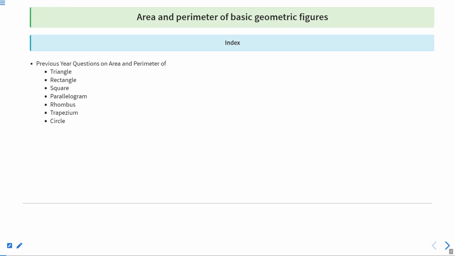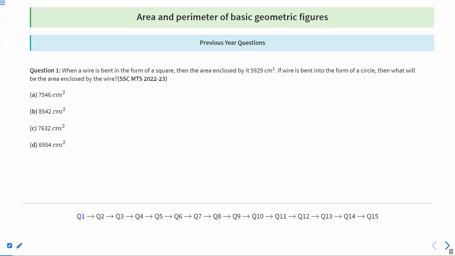Today we are going to solve previous year questions, and this is part 1. In today's lecture, we are going to solve previous year questions on the area and perimeter of triangle, rectangle, square, parallelogram, rhombus, trapezium, circle, and we have already studied about these area and perimeter of these geometric figures. So let's start with question number 1.